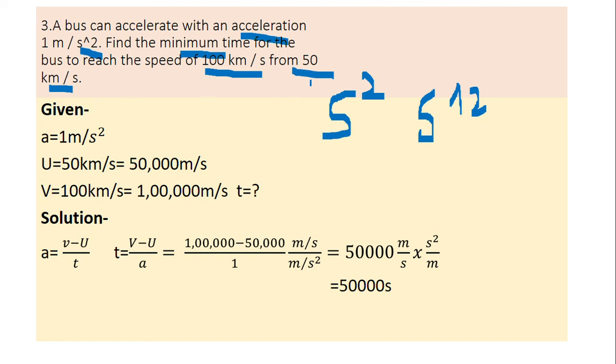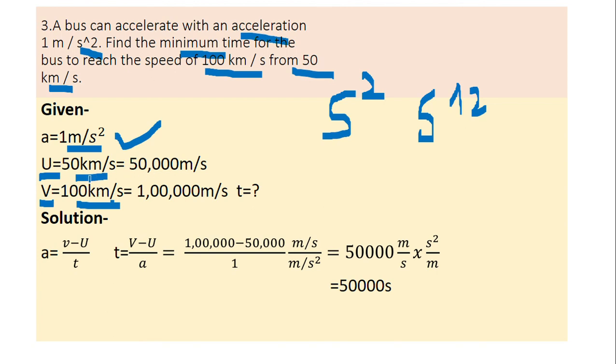So initially it was moving with 50 km and then it has to reach 100 km, which is its final velocity, and the acceleration is given. They are asking you to find out the time, right? So acceleration is already given, and you have to compare the units. Acceleration is given in meter, whereas initial and final velocity are given in kilometers. So first job is to convert that into meter.